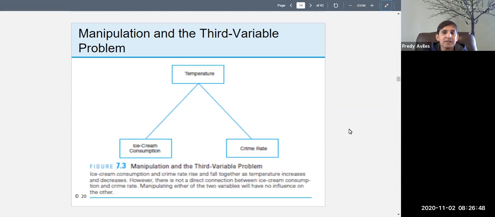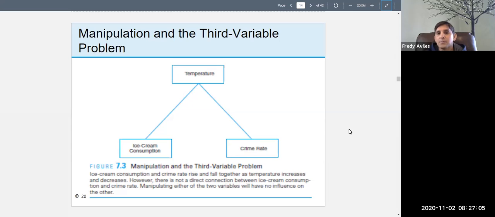But they don't necessarily cause each other. Ice cream consumption is not causing an increase in crime. Crime is not causing an increase in ice cream consumption either. They are both explained by temperature. Temperature explains the relationship between ice cream consumption and crime rate.